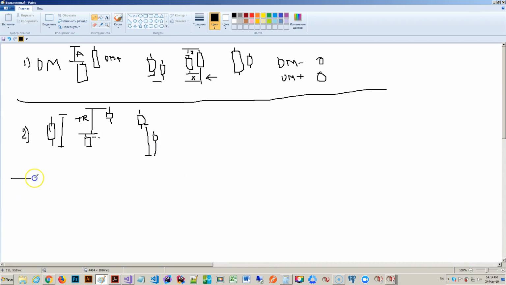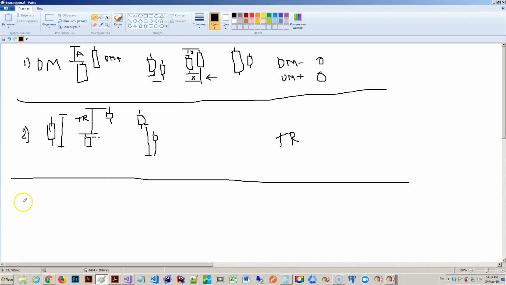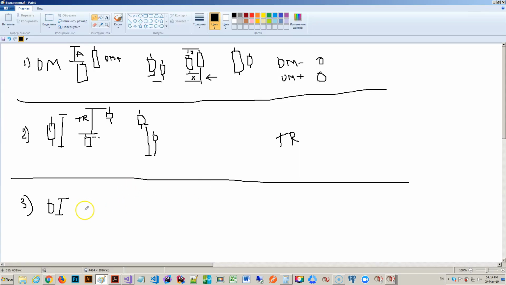So this is the true range, and what he's saying is that the DI of the current bar, so then the number 3, that directional index, or as he says, a directional indicator, for one day is actually DM divided by the true range. That's what he says.